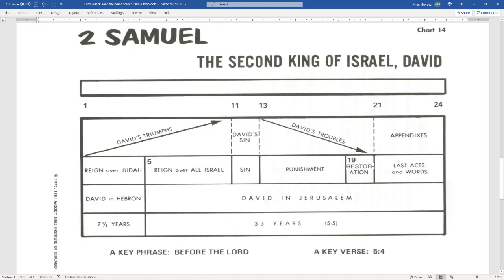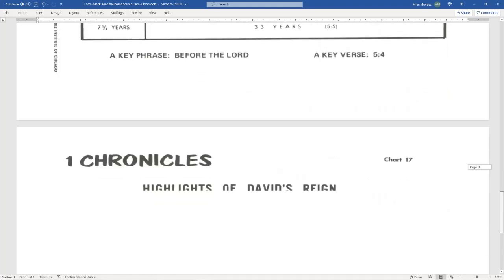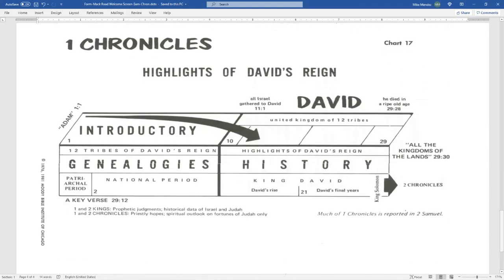We're going to then read about the sin of David, which, as you notice, kind of takes center stage in this. Then we're going to notice the punishment of David as a result of the consequences of his sin. And then we're going to notice the restoration and some last words and acts of David and appendices, as you notice there. Also going along with that, remember that 2 Samuel is also covered in 1 Chronicles. And here's the chart for 1 Chronicles. If you notice down here, it says much of 1 Chronicles is reported in 2 Samuel. So a lot of the material we have in 2 Samuel is going to be over here in 1 Chronicles.